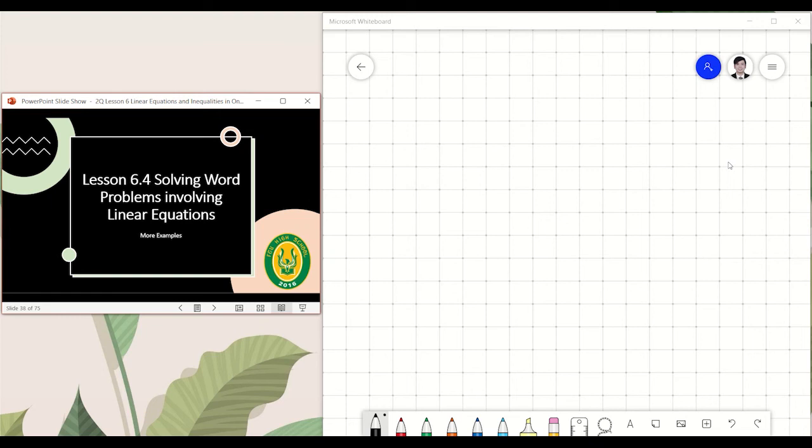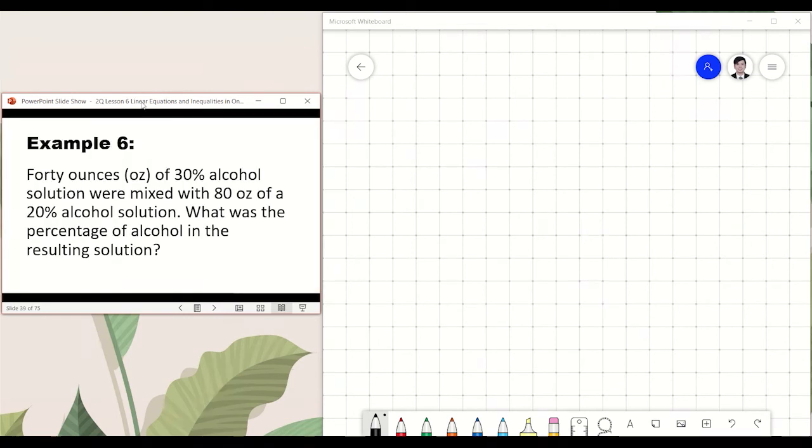Hello everyone. This time we will continue with our other examples related to solving word problems involving linear equations. So we're now at example number 6. Example 6 is actually a mixture problem under chemistry. We have here 40 ounces of 30% alcohol solution mixed with 80 ounces of a 20% alcohol solution. What was the percentage of alcohol in the resulting solution?